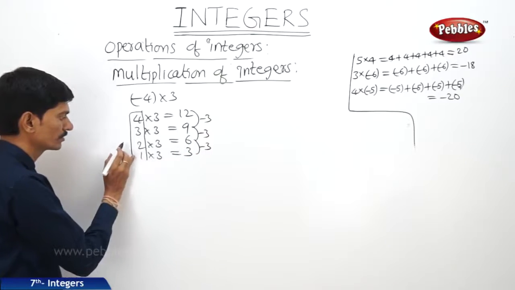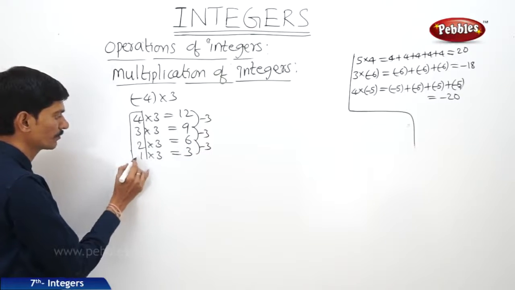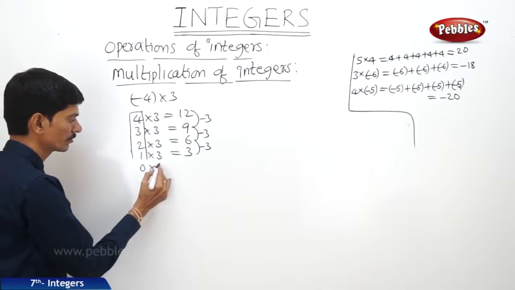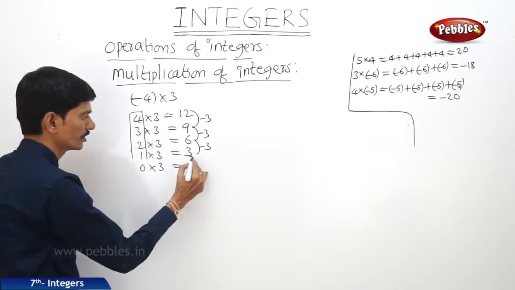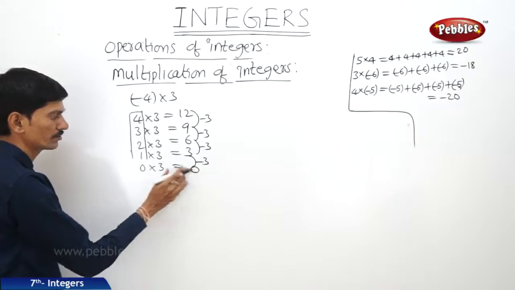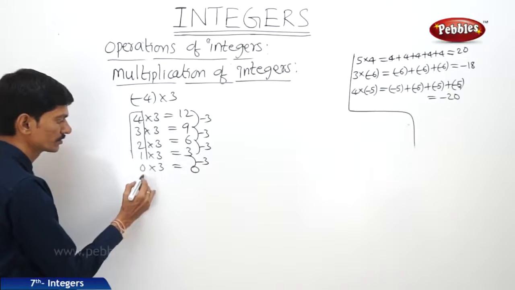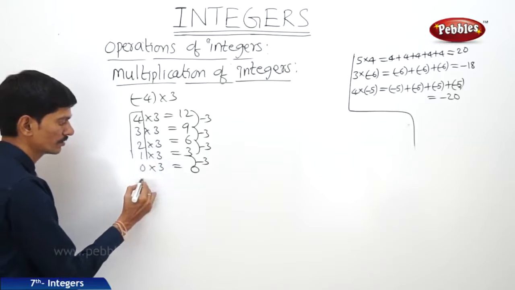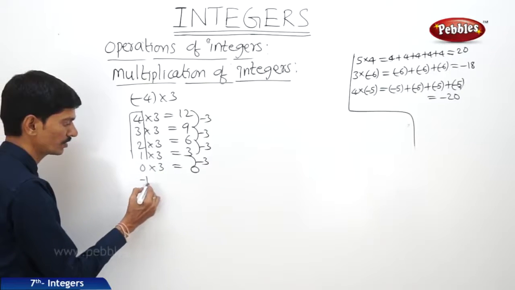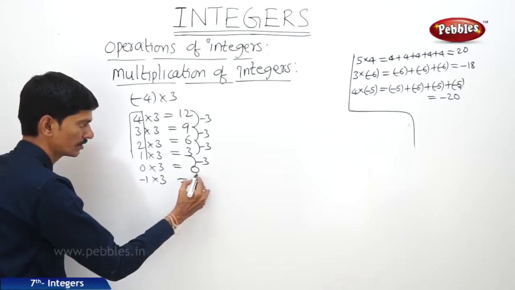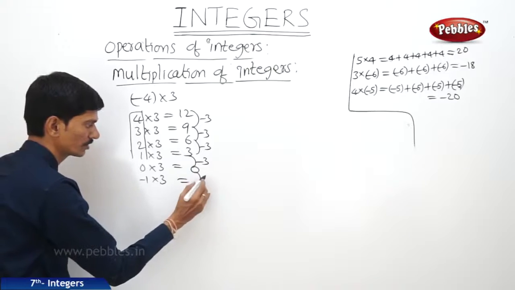So again when you decrease the multiplicand by 1, 1 minus 1 is 0, 0 into 3 equals 3 minus 3, which is 0. So 0 into 3 equals 0. Then again you decrease the multiplicand by 1, so 0 minus 1 is minus 1, minus 1 into 3 equals, the product also decreases by 3, so we get 0 minus 3 is minus 3.